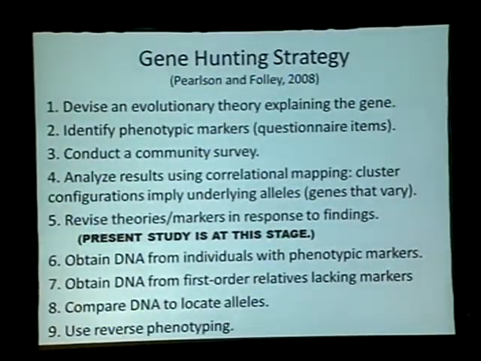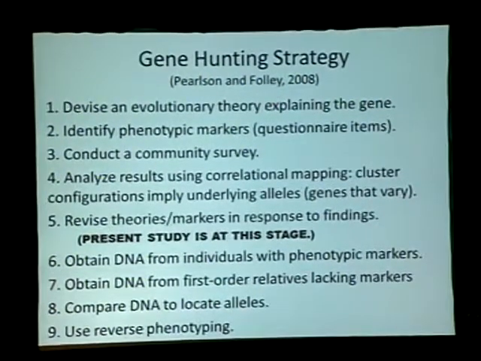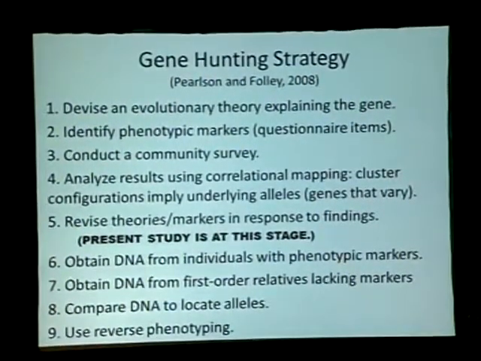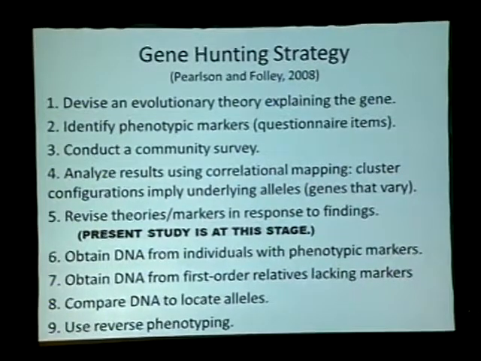Identify phenotypic markers, in my case questionnaire items, in relationship to the genes. Conduct a community survey, regular people from the community. Analyze results using correlational mapping. What's that? That's mapping where we arrange each data point in relation to all the other data points on the basis of their correlation with each other, so that the data points that are closest have the highest correlation.